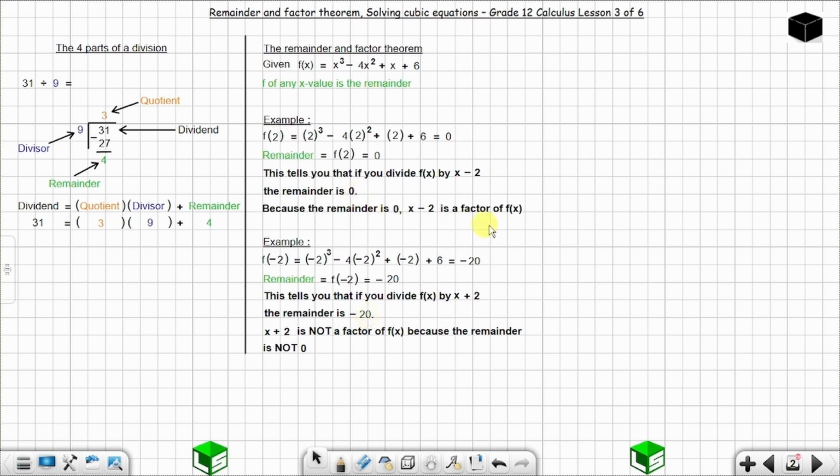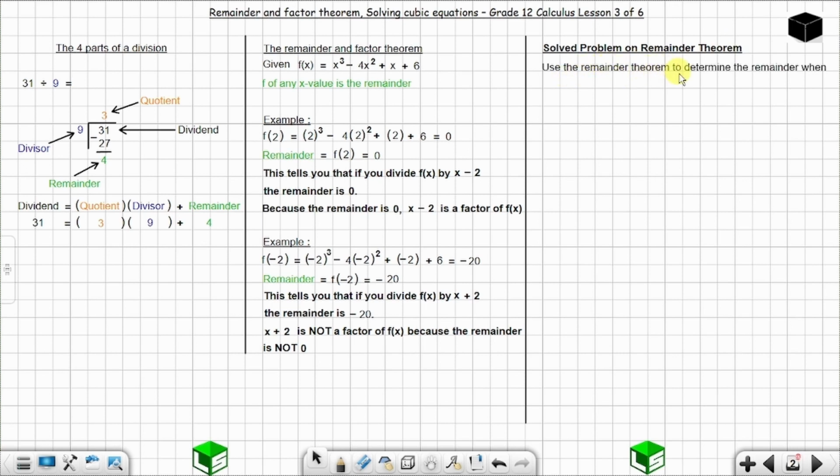Okay, now let's move on. We are going to solve problem on remainder theorem. Use the remainder theorem to determine the remainder when f of x is equal to this is divided by a, x plus 4, b, x minus 2, c, 2x plus 1, and d, 2x minus 5.